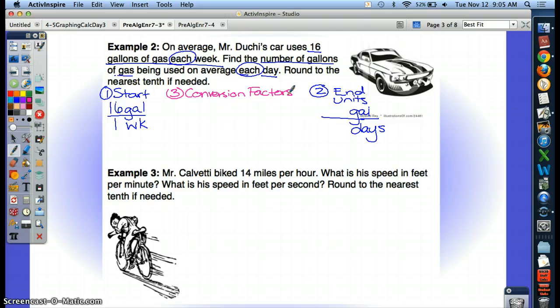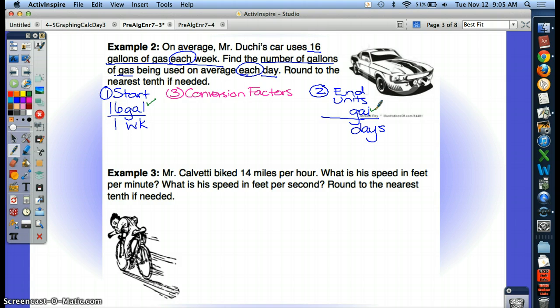We need to convert. Here's how I do this. Look at what you're starting with, start in the numerator. In the numerator, the units I have is gallons. Go all the way across. Do you want to end with gallons or do you want to get rid of it? I want to end with gallons. So I have gallons here, check it off. I have gallons here, check it off. I don't need to convert that.